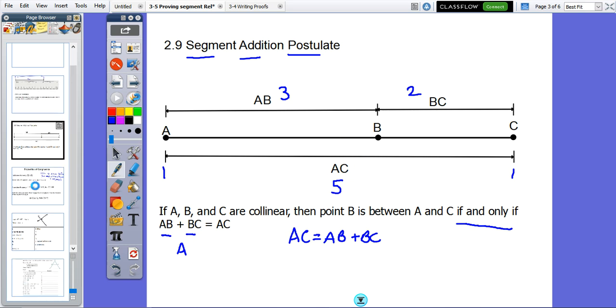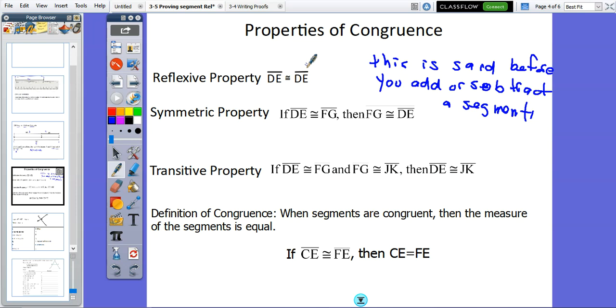Okay, these next properties are also used a lot. I'll take that back. It's not used a lot. This one is: definition of congruence is used a lot. These 3 have to be stated because we would use them later. So reflexive property means that the same thing equals the same thing. So DE is congruent to DE. You say this right before you add or subtract them from a segment. So they usually say that before you do that.